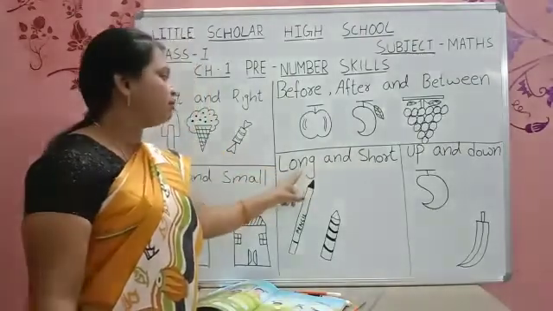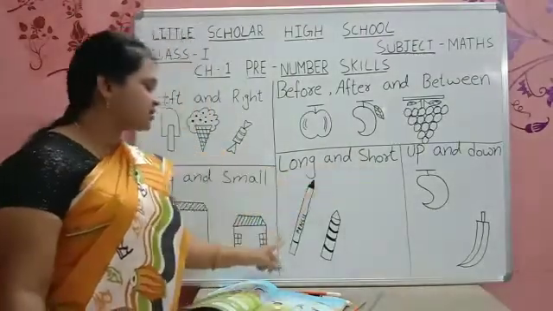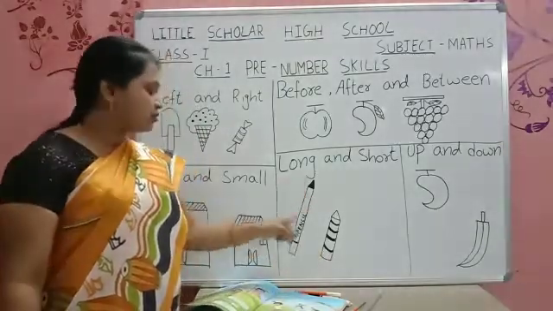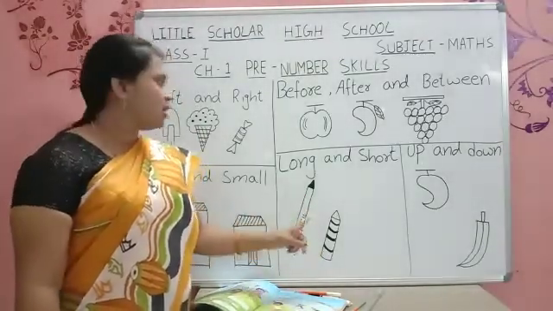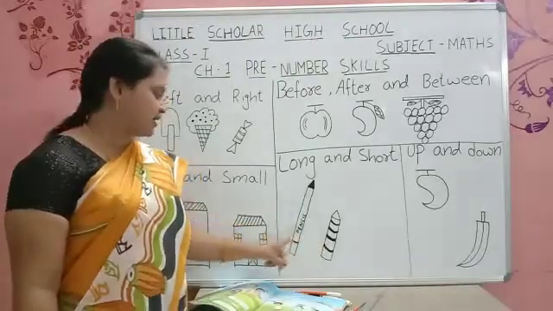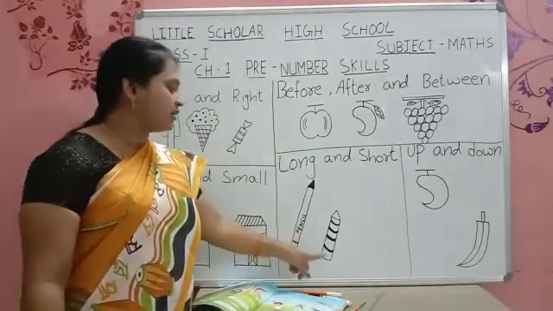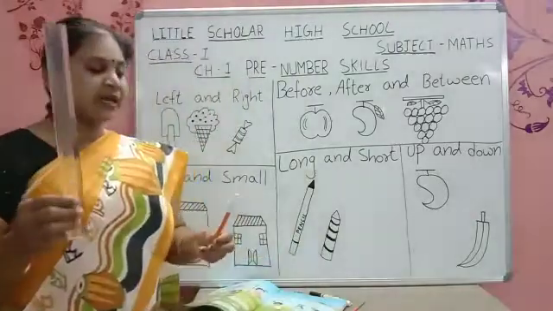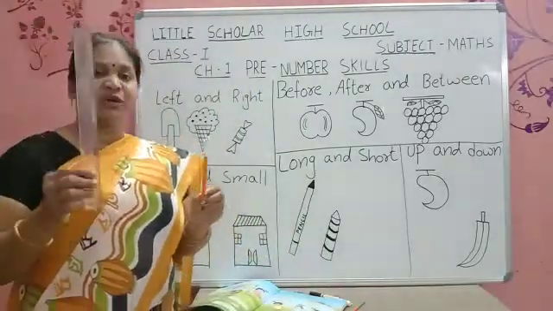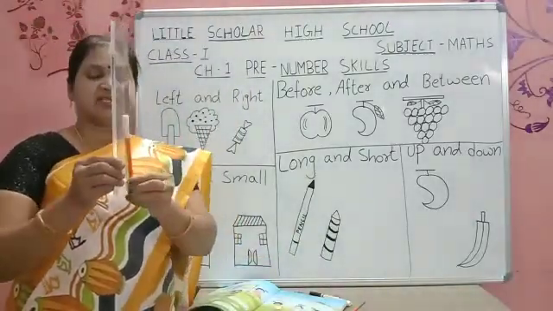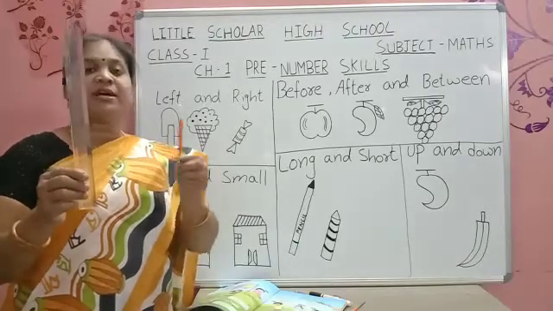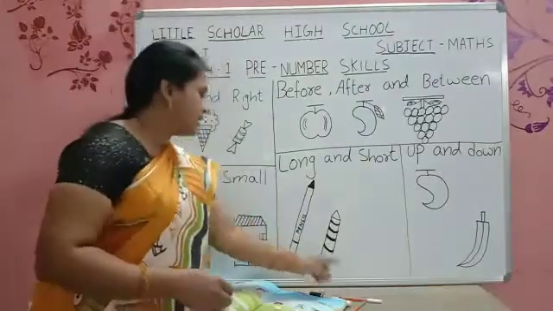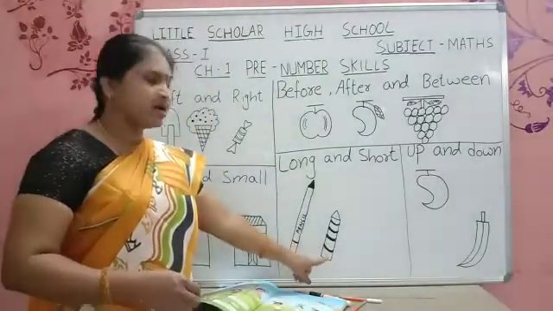Next what we have? Long and short. You can see here we have a pencil and a crayon. Can you tell me which one is long and which one is short? Yes, pencil is long and crayon is short. Here I have a scale and a sketch. Which one is long, children? Yes, scale is long, sketch is short.